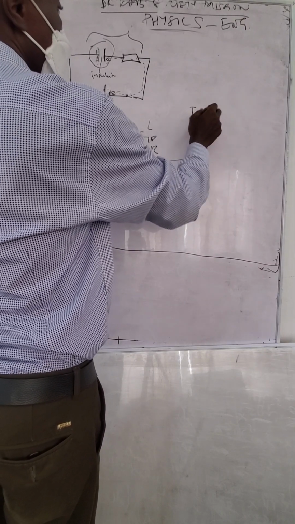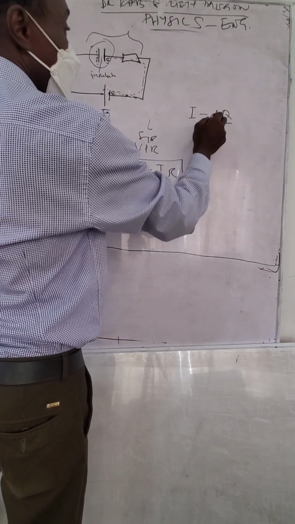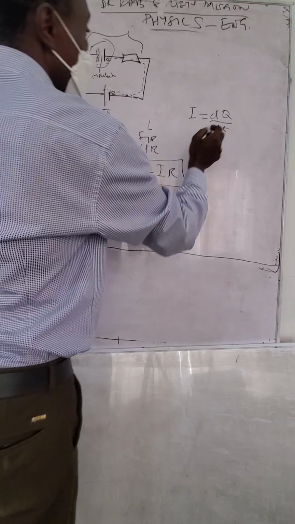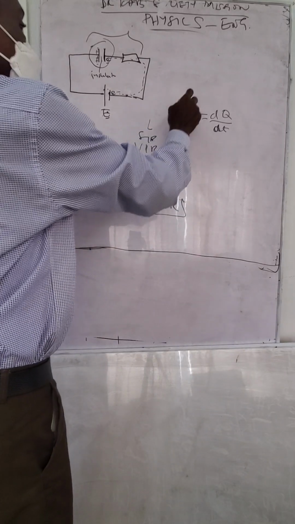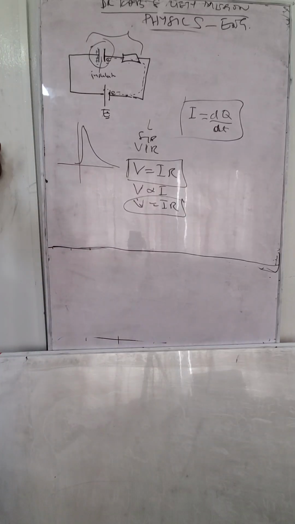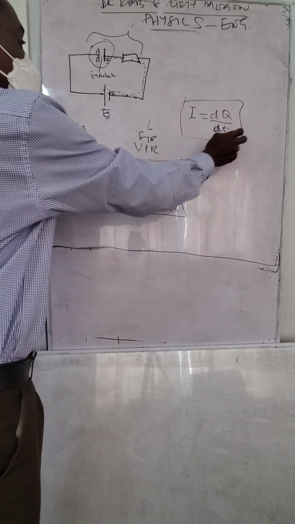Current is defined as the rate of change of charge with respect to time. The rate of change of charge, dQ over dt, is current. This definition is very important; you need it in a lot of equations. So there's Ohm's law, and there's the definition of current.